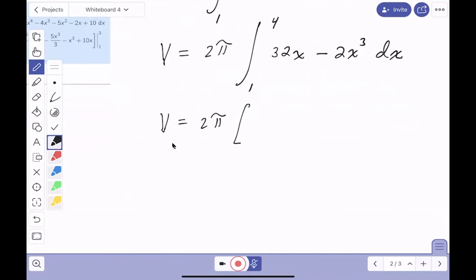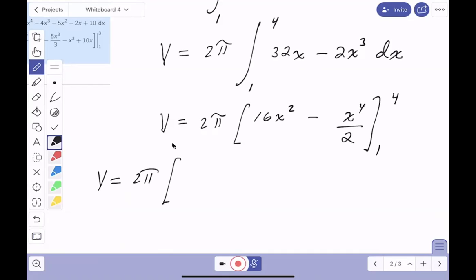All right, what do you get over here? Well, 32x squared divided by 2 would be 16x squared. Then when you go over here, well, you'd get x to the 4th, and I divide by 4, so it'd be a half. And what's the limit of integration? 1 to 4. Right, let's keep writing it down. This is 2 pi.